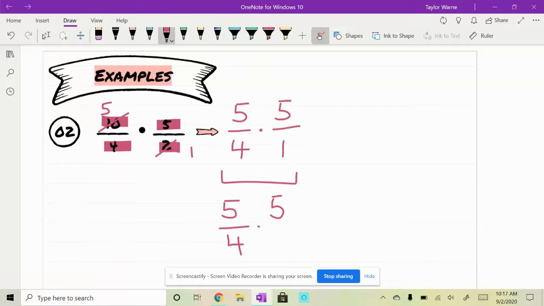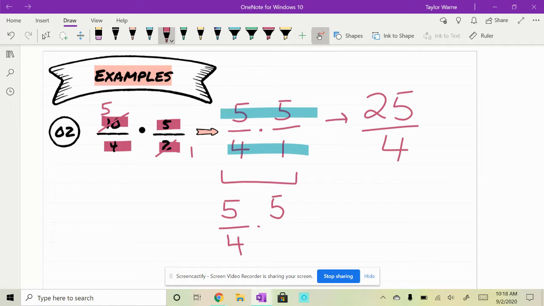So let's go ahead and multiply straight across. So here we have 5 times 5, which is 25. And then we have 4 times 1, which is 4. So you get 25 divided by 4. And then think and see if you can simplify that at all. And the answer is no. So this is your simplest answer.